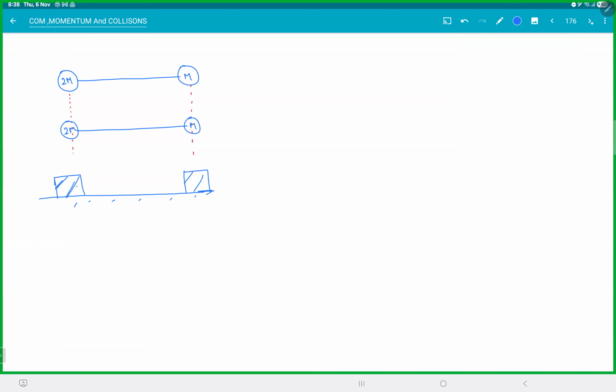So when they're about to hit the floor, they will have a speed u, which is equal to root 2gh, because the height is h. So this also will hit the ground with the speed u equal to root 2gh. Right?